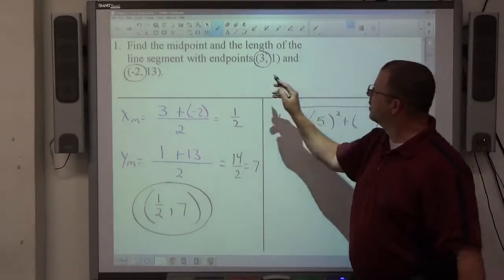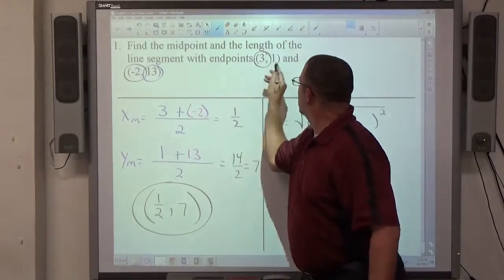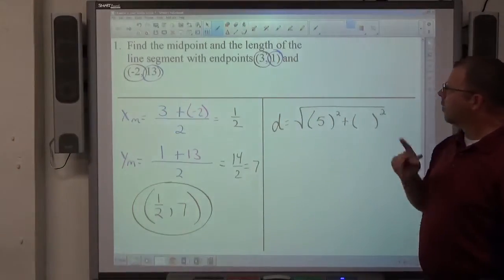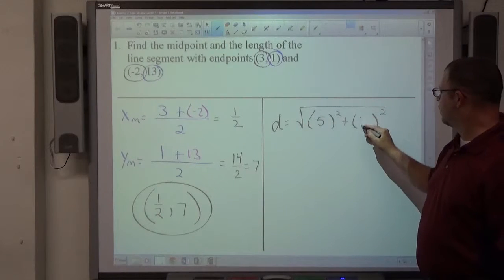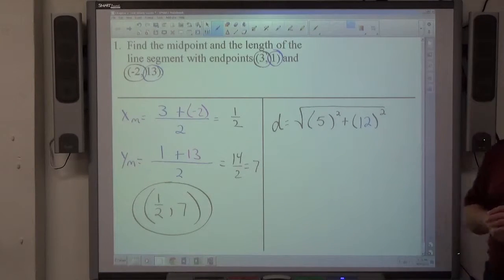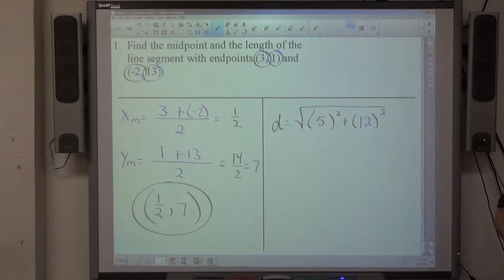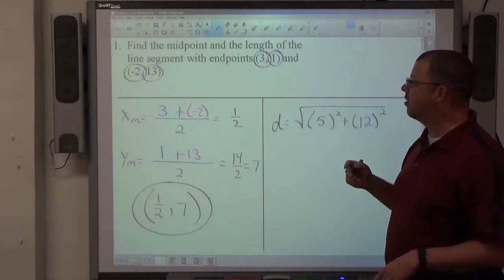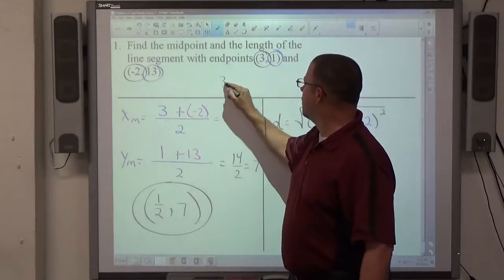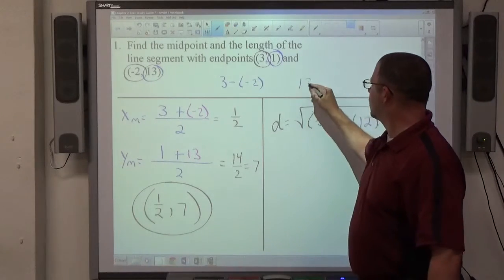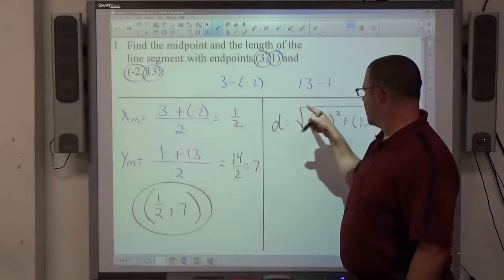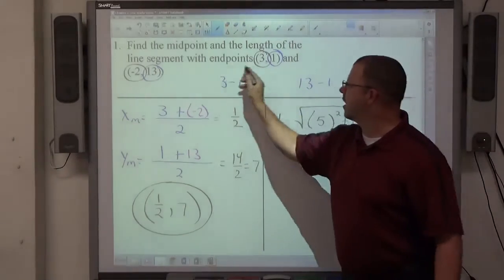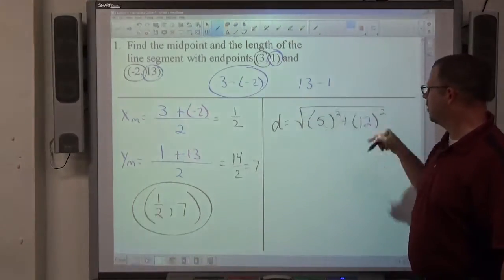Looking at the second coordinate, the y-coordinate, we're going from 1 to 13, that's a distance of 12 spaces. So it's just a matter of figuring out how far apart those numbers are. If you can't figure it out just in the air like that, draw a number line. It's subtraction is all I'm doing. 3 minus negative 2, 13 minus 1. That's how you're getting these two numbers. And a minus negative becomes plus, that's why it's 5. 13 minus 1 is 12.